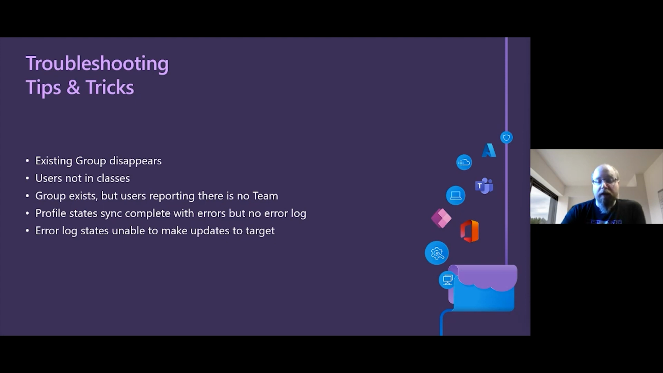And lastly, an error log states that it's unable to make updates to a target. This is a little bit more general when it comes to the type of error on the tenant, because it can be unable to make updates to a user, a section, a school, which in SDS means an administrative unit. This means that the object doesn't exist. In most cases, it means that the target object doesn't exist.